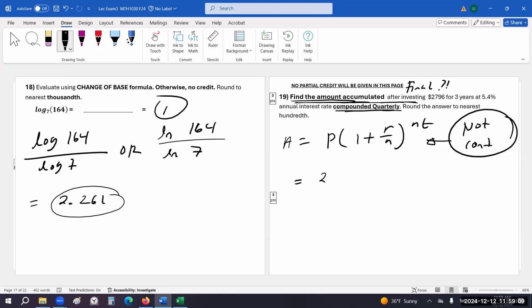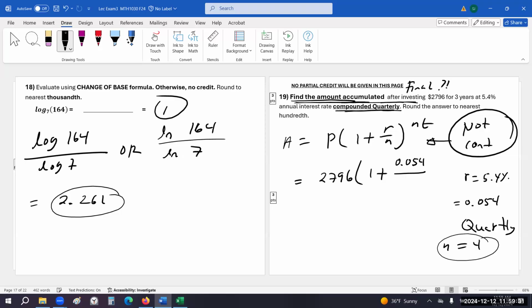So the initial amount is 2796. Our interest rate is 5.4, but we didn't write 5.4. We have to convert it into decimal, 0.054. We are doing quarterly. Quarterly means our N is 4. So we have 4 times 3 years, which is 3. You put that in the calculator, and whatever you have, that's the answer. What's the answer?